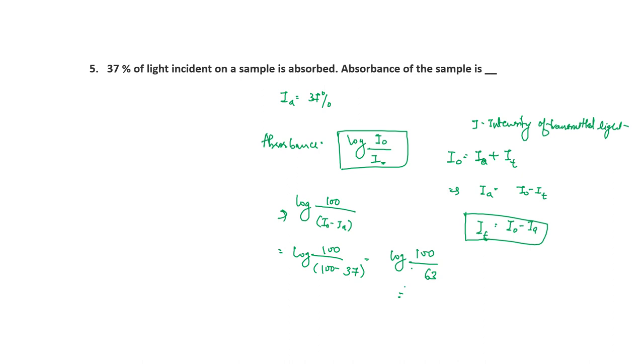Okay, so it comes to be log of 1.587. So the answer is 0.200. Okay, this is a simple question. Now we have got to know that the absorbance, denoted by A, which is also given by the relation epsilon into C into L, and is also written as log of I naught upon I, and its value in this case has come to be 0.8.